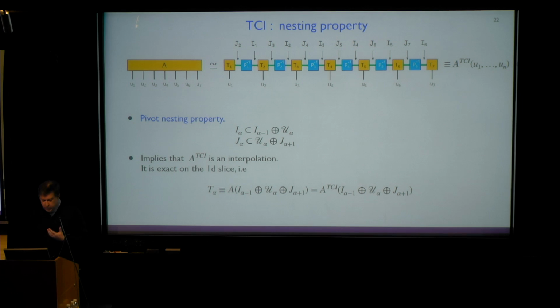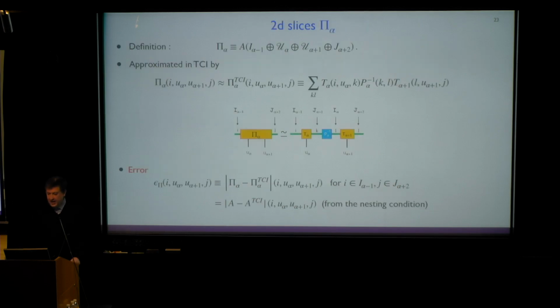And this ensures the property of interpolation, meaning that if you evaluate your TCI approximation on the one-dimensional slice, it is exact. It's giving you exactly the slice. So it's an interpolation on the whole one-dimensional slices. But of course, if you relax now two indices, two neighboring indices, you are not going to be exact.